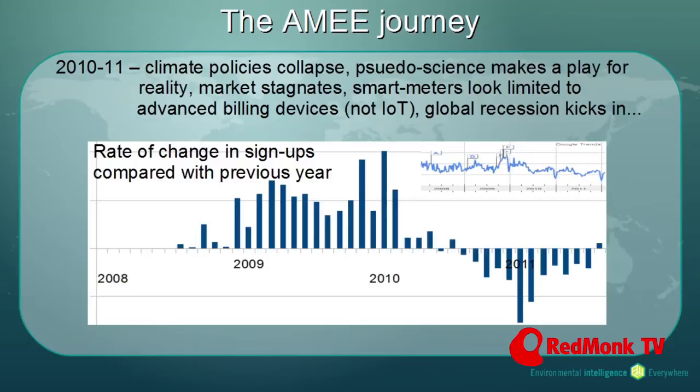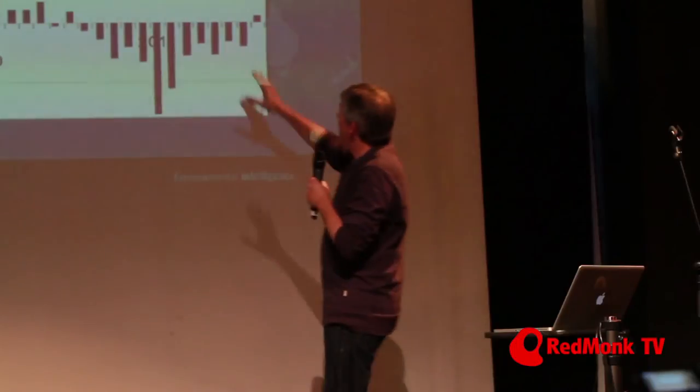The little graph up here on the right is a Google Trend search for climate policy. And you can't really see it on the screen here. There's a big spike there, which exactly aligns with this. So there was lots of talk about climate policy, and then the whole thing just fell off the edge of a cliff.